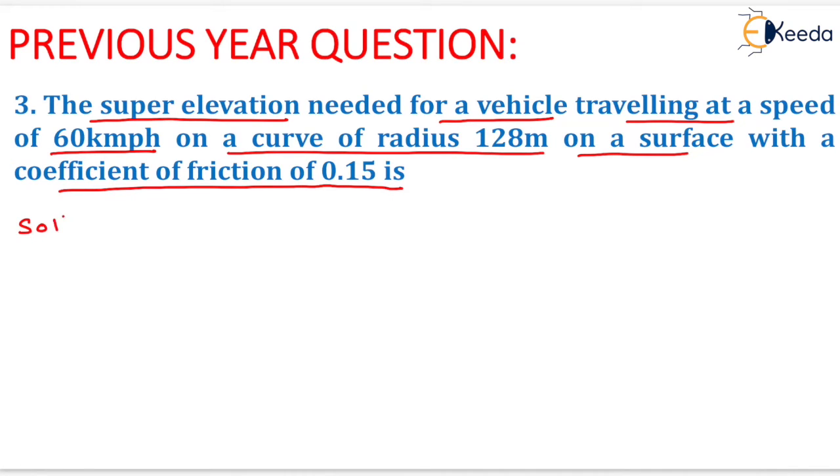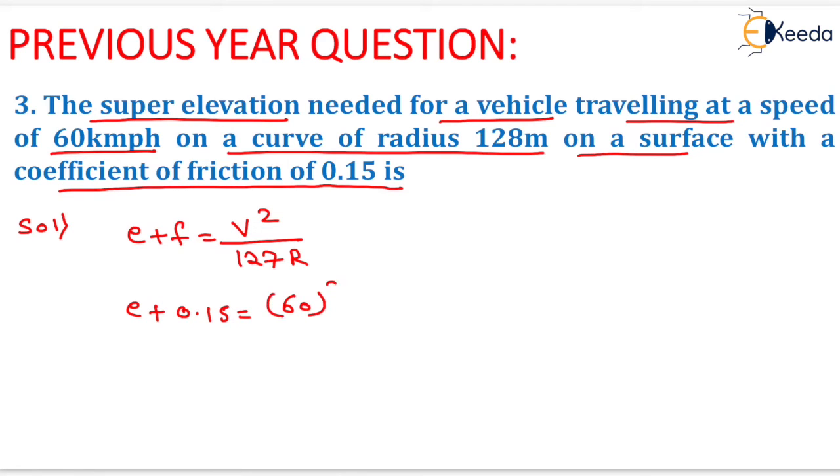So we know the formula of super elevation, which will be e plus f equals v square upon 127R. Now in this question the value of f is given as 0.15, the value of V is given as 60 km per hour, and the value of radius is given as 128 meter.